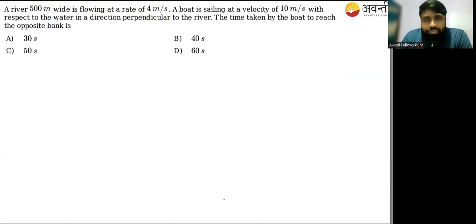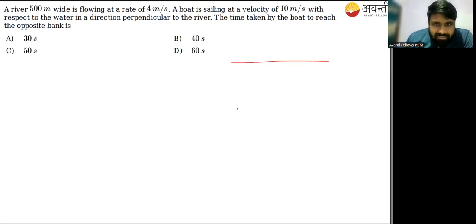Firstly, we will see this question. A river 500 meter wide is flowing at a rate of 4 meter per second. A boat is sailing at a velocity of 10 meter per second with respect to water in the direction perpendicular to the river. Now, the time taken by the boat to reach the opposite bank.